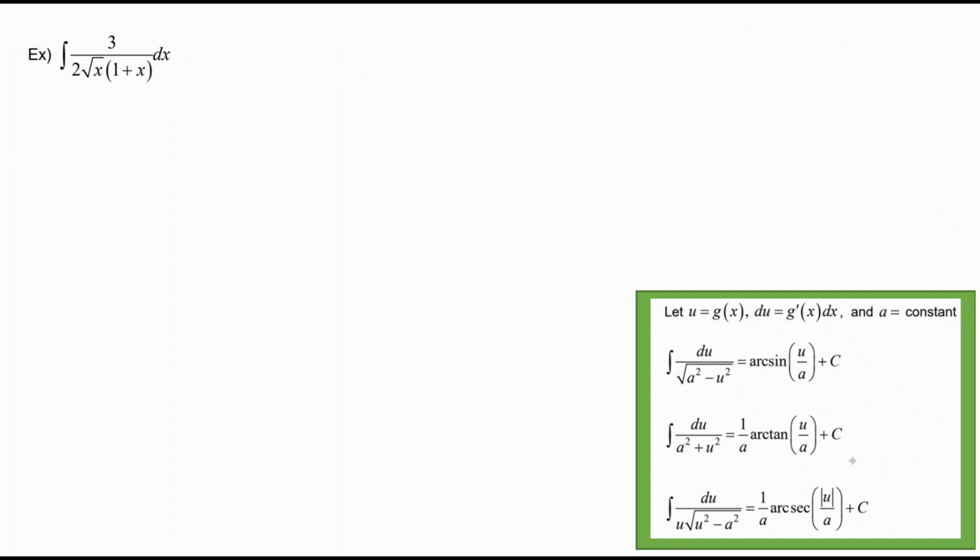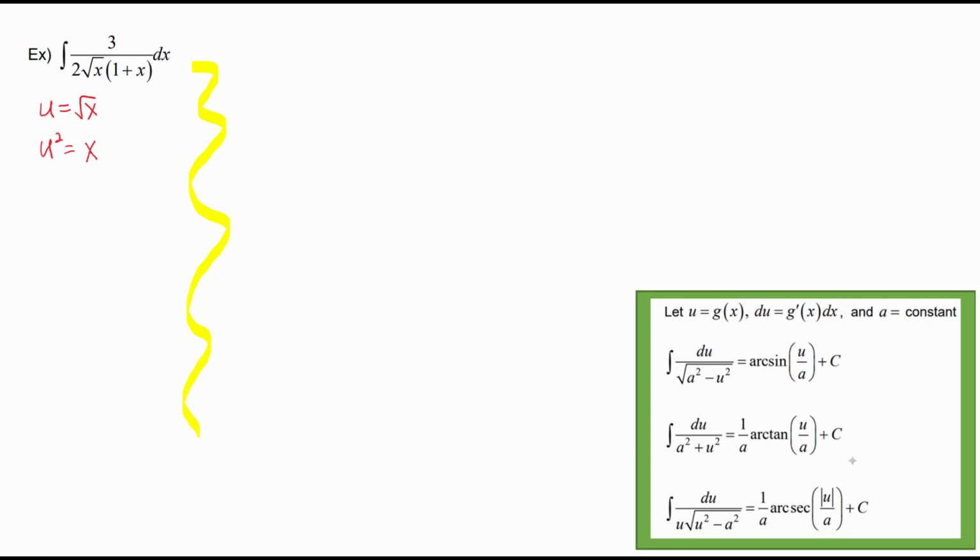Next question. Integral 3 over 2 radical x times quantity 1 plus x dx. Here, I don't have really anything else to call u other than radical x. So I'm gonna try it. So let's call u equal radical x. Then my u squared will be radical x squared, which is an x.